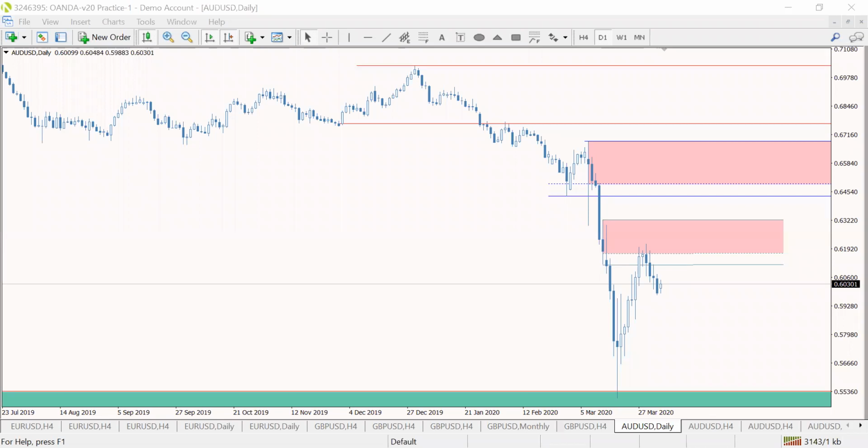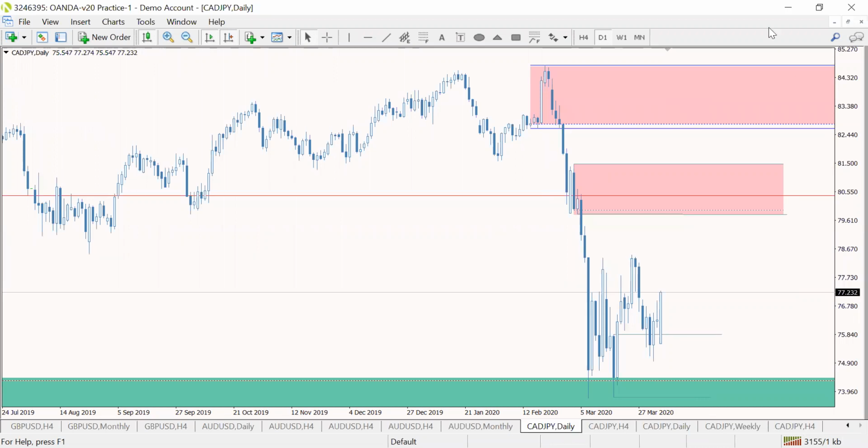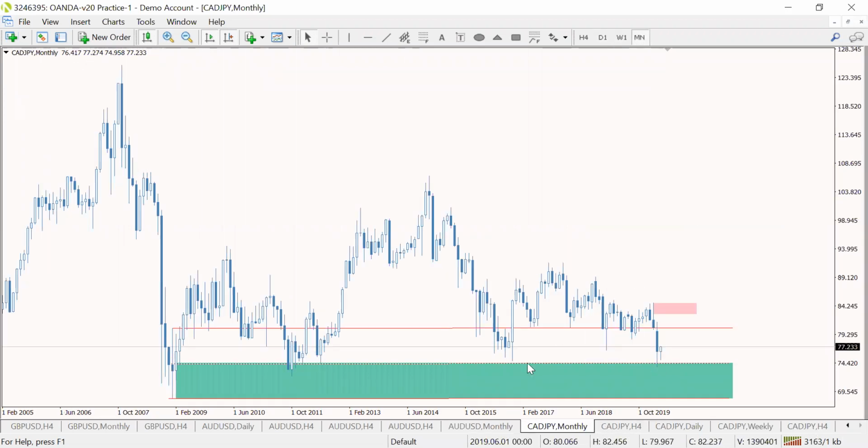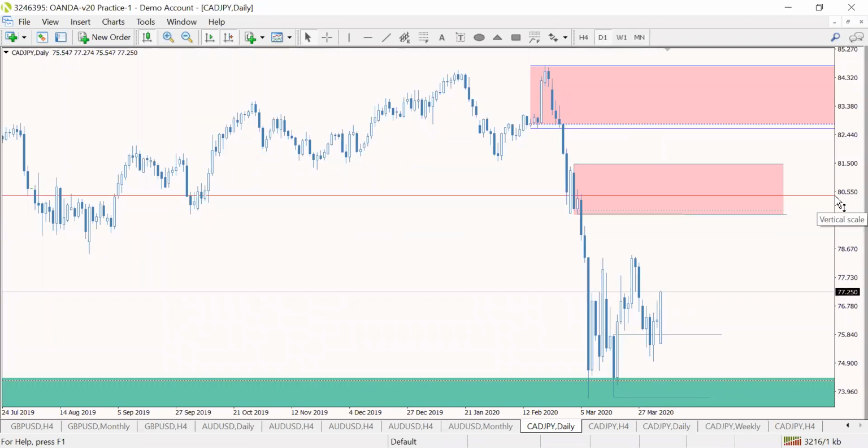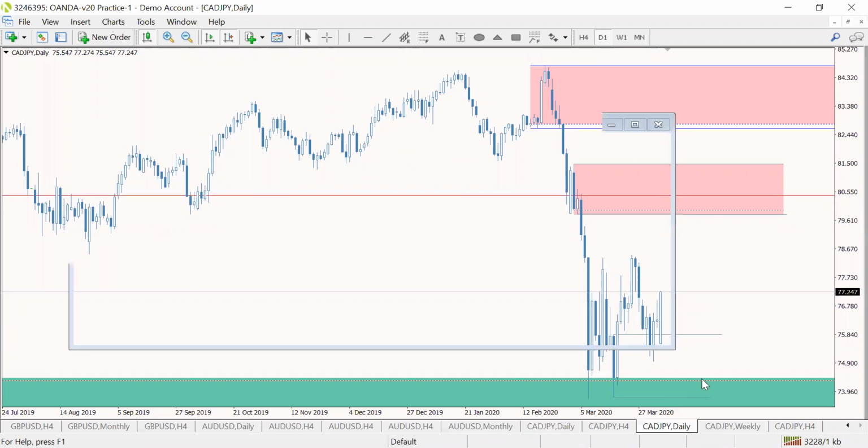Okay, let's just finish up with CAD Japanese yen. Now here, as you can see, this market is on monthly demand area. That means we're expecting to buy this market up. We are expecting to buy this market. Any buy setup we will take. Any sell setup we will ignore.